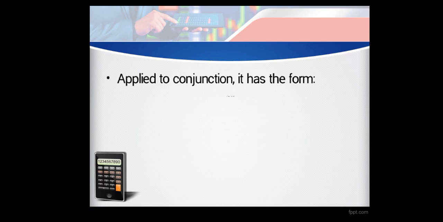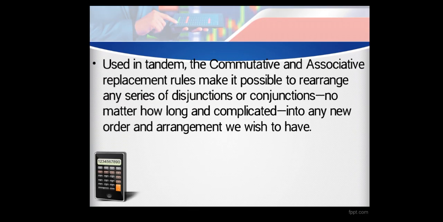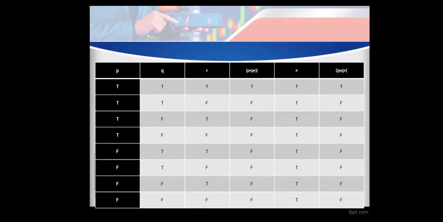Okay, sorry for that. So, used in tandem, the commutative and associative replacement rules make it possible to rearrange any series of disjunctions or conjunctions, no matter how long and complicated, into any new order and arrangement we wish to have. So we have here the truth table for conjunctions. We have here the P, the Q, and the R.